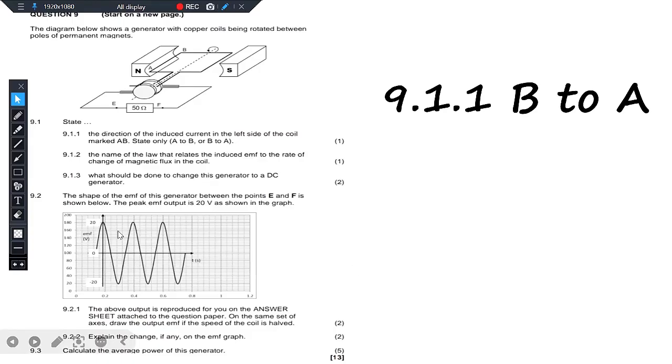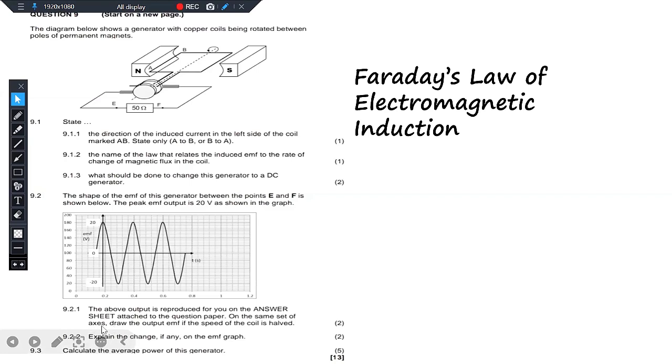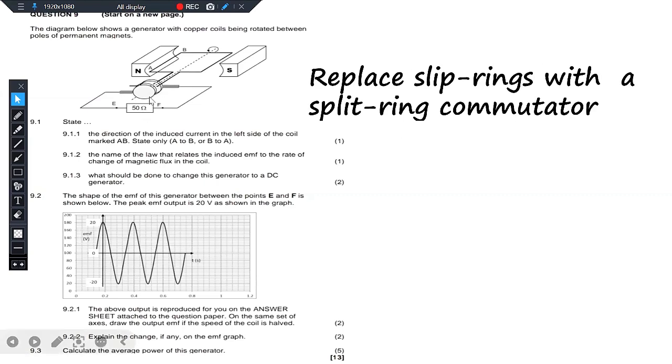9.1.2 says the name of the law that relates the induced EMF to the rate of change of magnetic flux in the coil. So what is the name of the law? We already know, drum roll: it is Faraday's law of electromagnetic induction. Then 9.1.3 says, what should be done to change this generator to a DC generator? If you haven't noticed yet, this is an AC generator because it has slip rings. So we need to replace the slip rings with a split ring commutator, so that it becomes a DC generator.